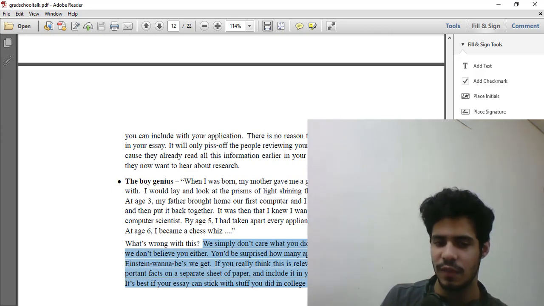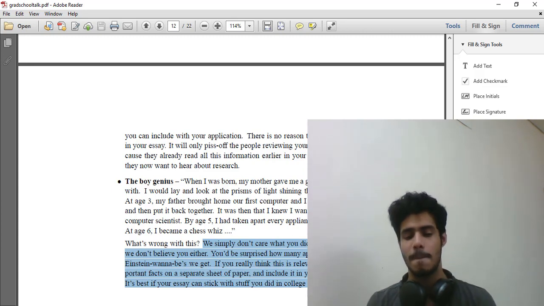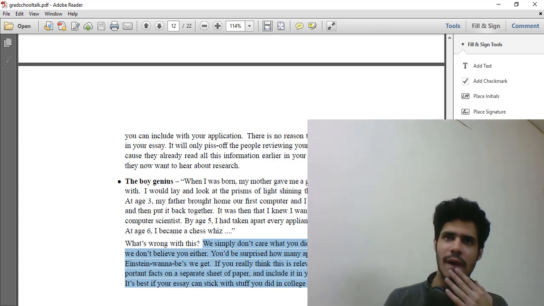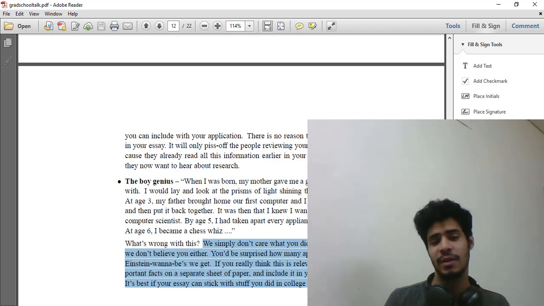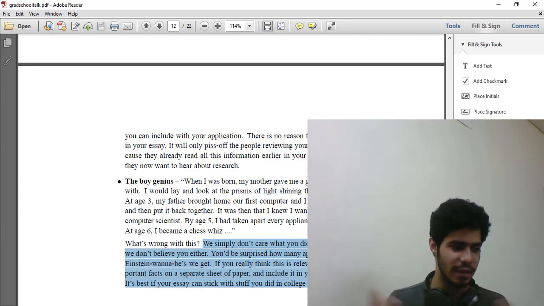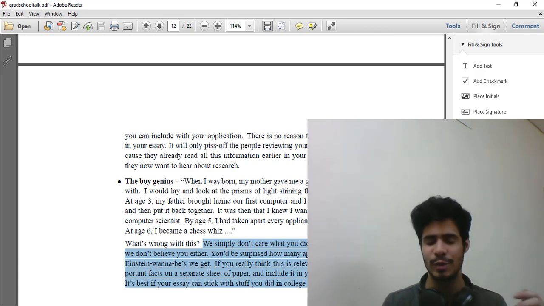It's best if your essay can stick with the stuff you did in college and later. So again, like I said, my personal statement of purpose, I'm still writing it, by the way. It's still in the process. I keep on adding to it, and it's about 2 pages now. I try to shorten it, but there's nothing I feel like I can remove. Although I'm gonna have to do that somehow.